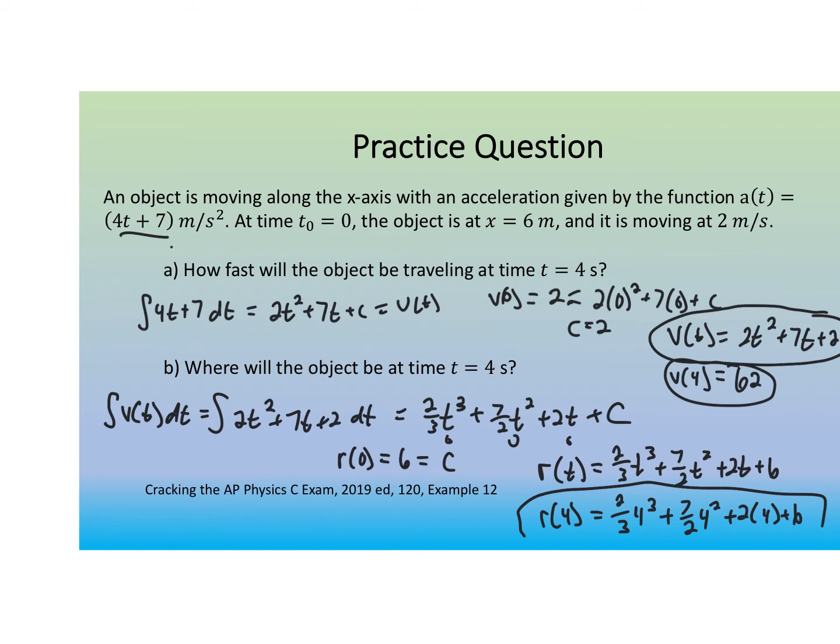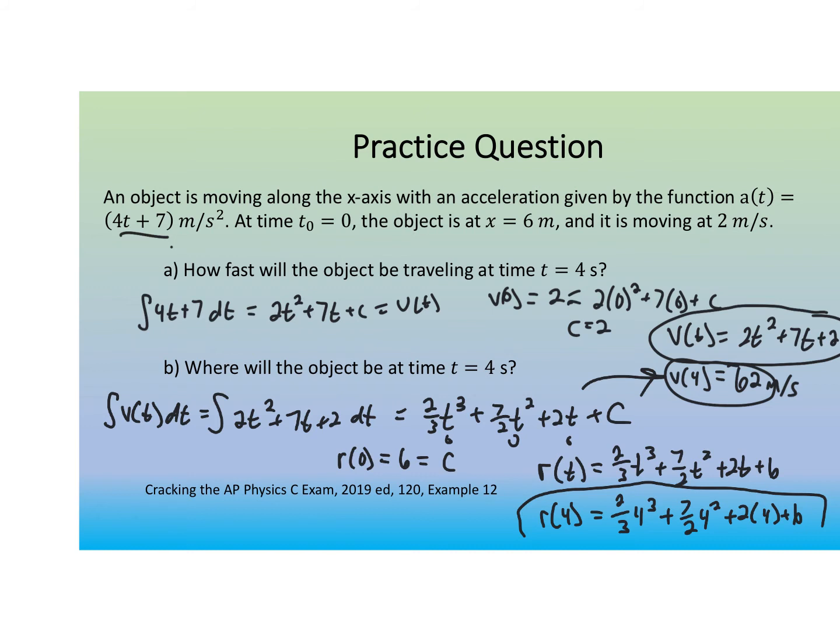Then to find that c, we can use the initial velocity of 2 meters per second. So plug 0 in for all the times. We want it to equal 2, and we just end up with c equals 2. Once we know that, now we can plug in 4 to that equation to get 62 meters per second as the speed of that object at time t equals 4.